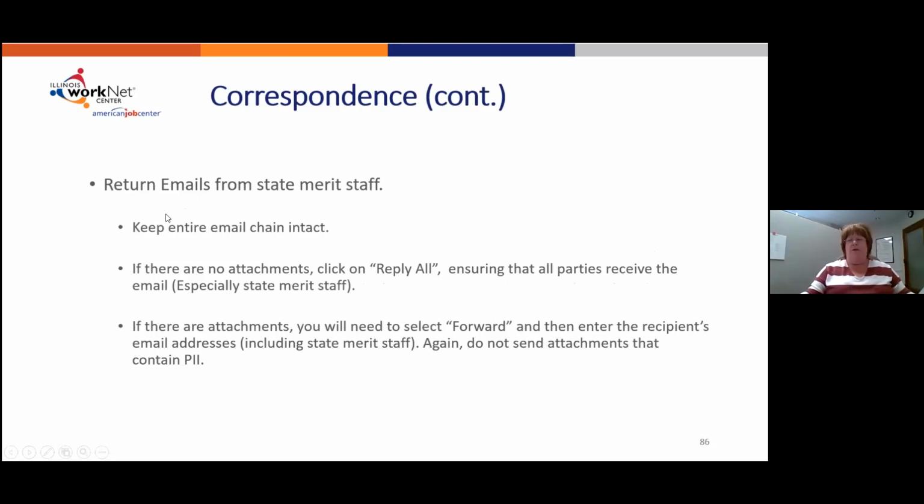If we return an email from state merit staff, like we have a question, or hey, can you fix this, please keep that whole entire email chain intact. Just reply to all. If there are attachments, then you'll need to forward the email and add the participant's email, who you're sending it to. You'll have to add those names back in, so we can keep that attachment. But generally, most times the attachment should be uploaded to IWDS and not attached to the email. Again, don't send attachments that contain PII in them.